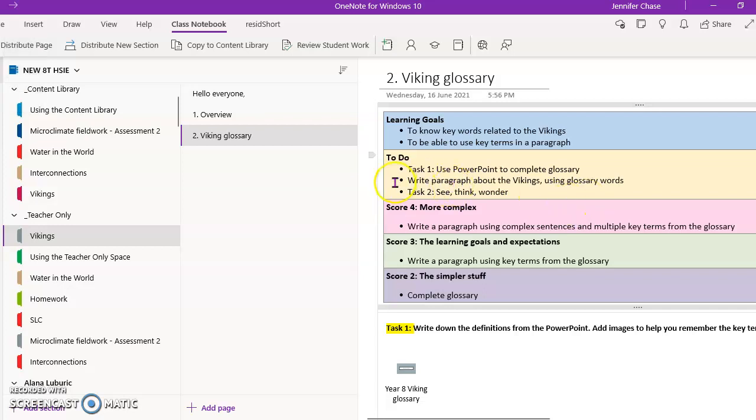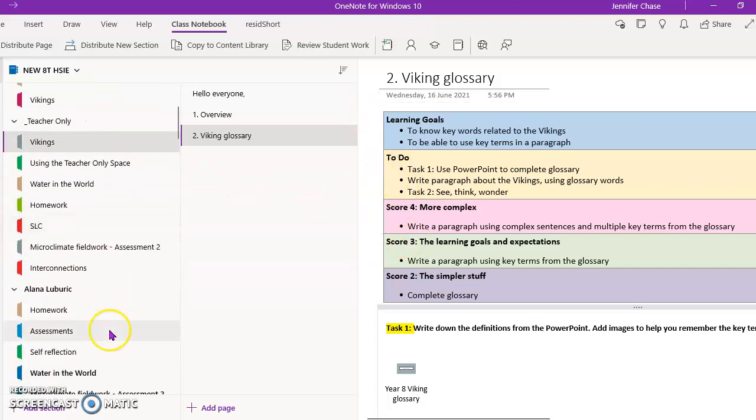Okay, hi guys. Right, today we're doing the second lesson. We are going to do the glossary for the Vikings. So hopefully this will be a nice quick lesson for you because I understand how difficult it is to be working at home. So again, you're going to go to your name in the OneNote.